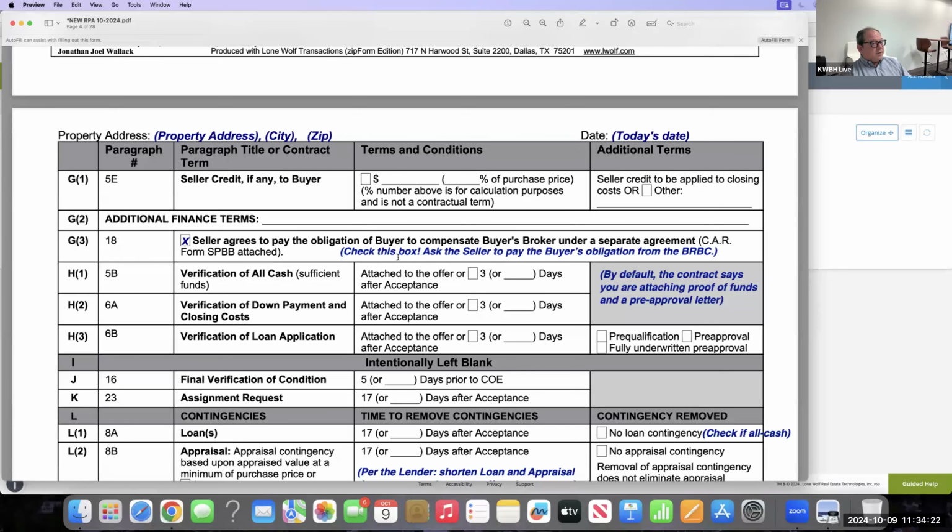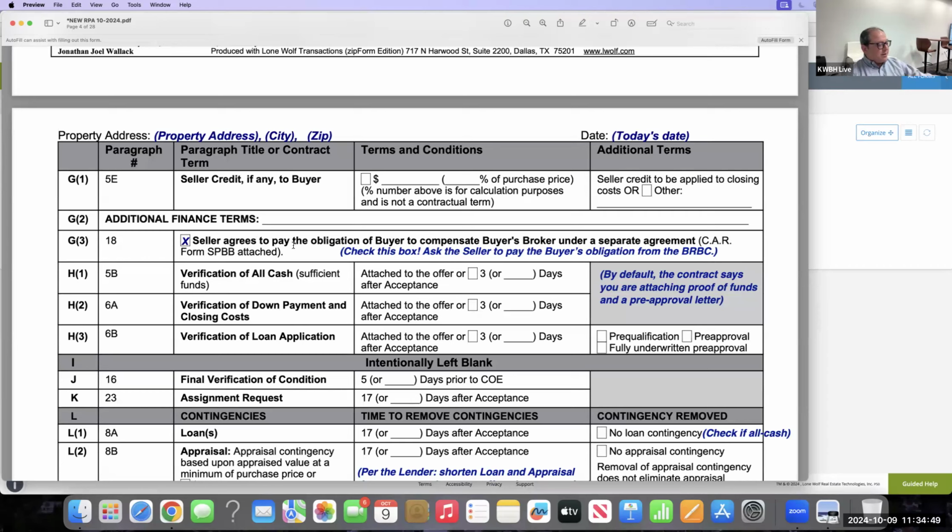So check this box and say you're gonna ask the seller to pay the buyer's obligation that's written in your buyer representation agreement. So you've already signed that. If you haven't already signed it, it's part of this DocuSign. You're filling it out at the same time. Now, I can't ask for more than what is on my BRBC. If my BRBC is 2.5, I can't ask for 3. Okay, I'm asking the seller to pay my obligation.